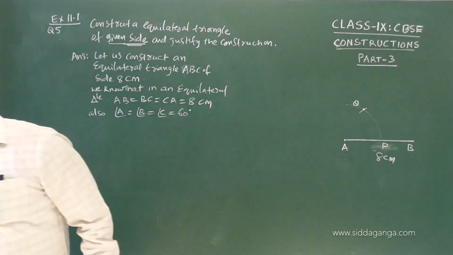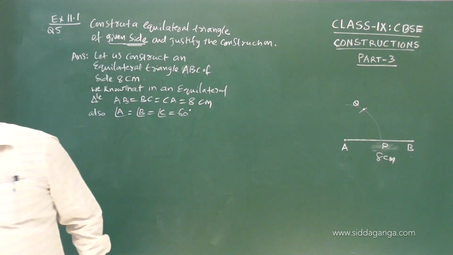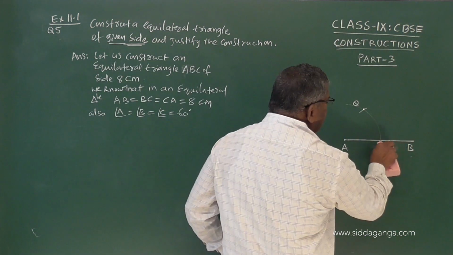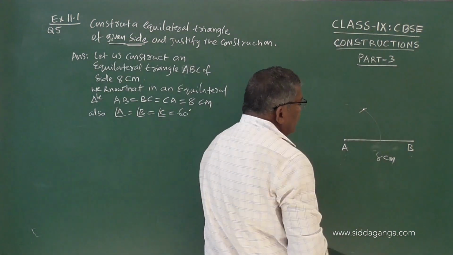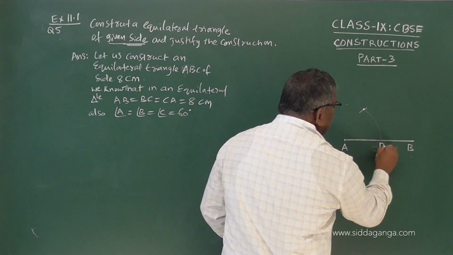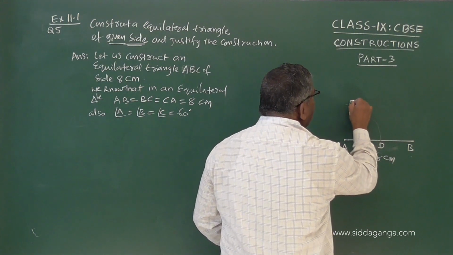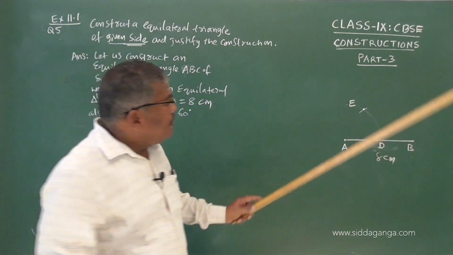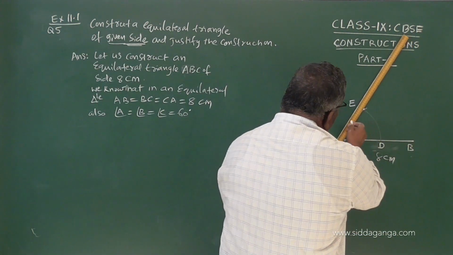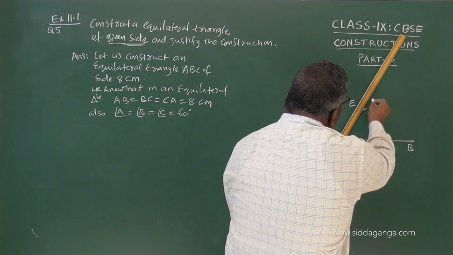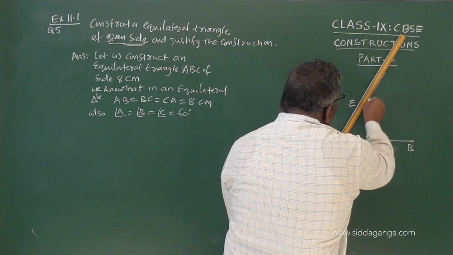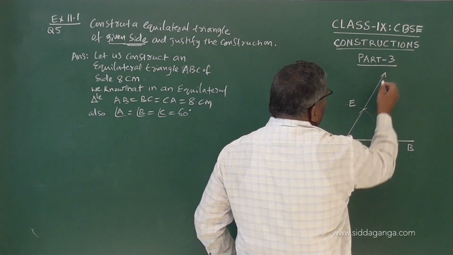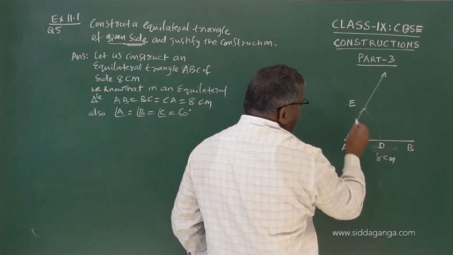Now, for continuity, you can name them D and E, no problem. Now join AD and AE and draw a ray. So this is a ray. We know that this is a 60 degree angle.